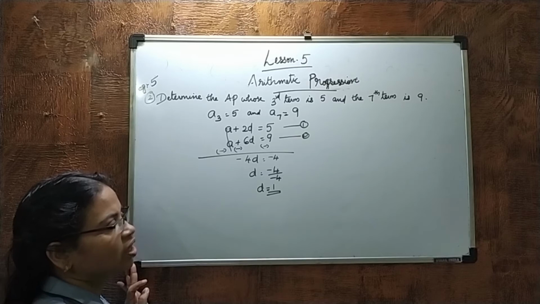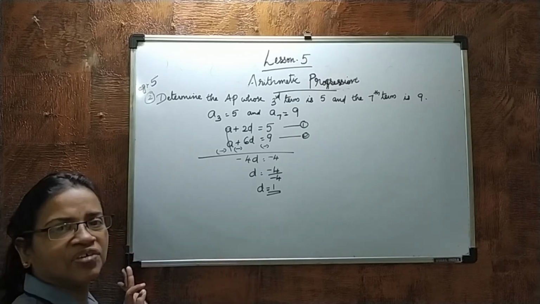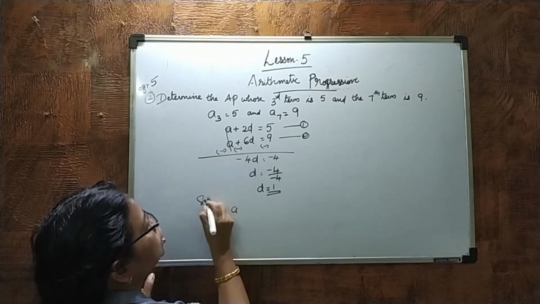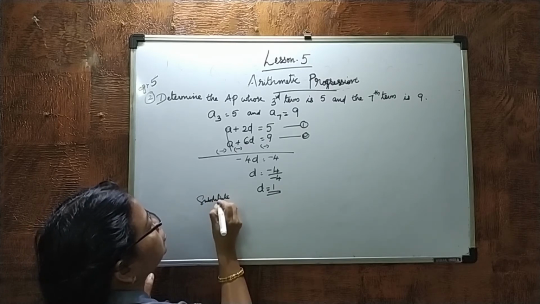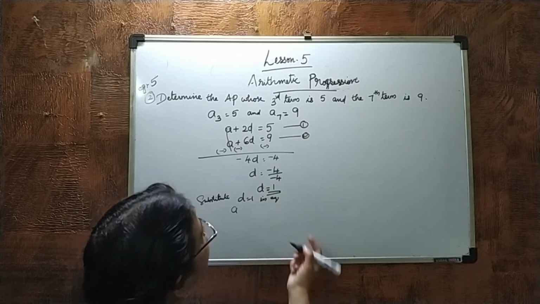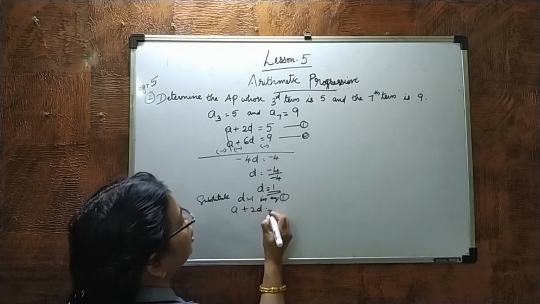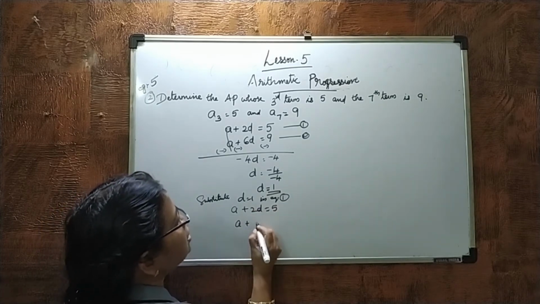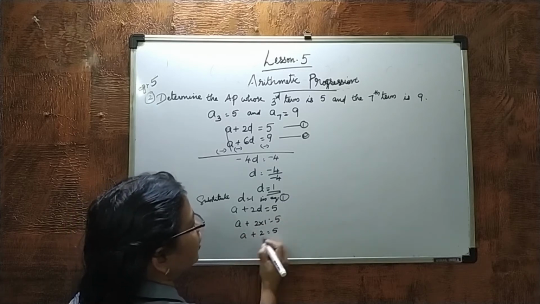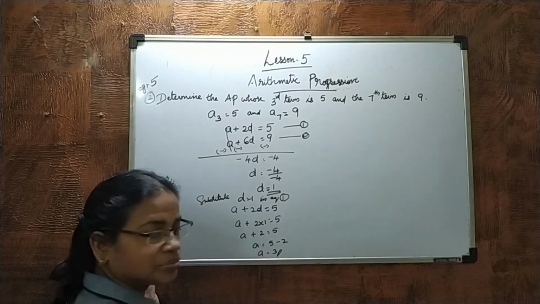Now we got 1 as D. What is the next step? Substitute in any of the equations, then we can find A. So we write: substitute D equals 1 in equation number 1. A plus 2D equals 5, then A plus 2 into 1 equals 5. So A plus 2 equals 5, A equals 5 minus 2, A is equal to 3.